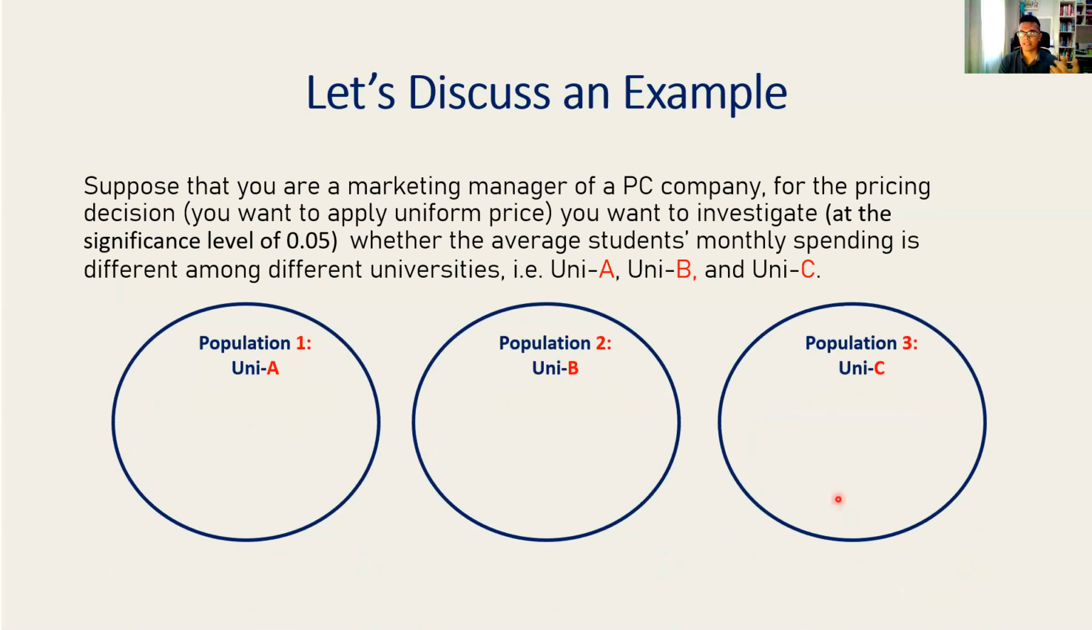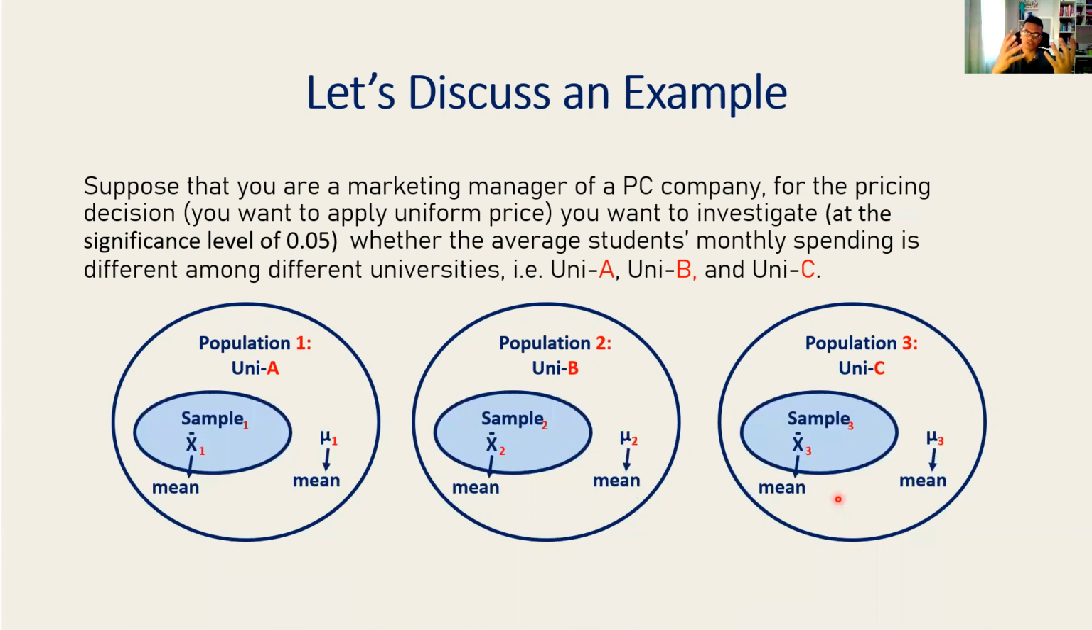So in this case, let's start with a simple one. For example, you want to check whether students' monthly spending is similar between three universities, University A, B, and C. And then what you do is, of course, you pick several respondents from University A, B, and C.